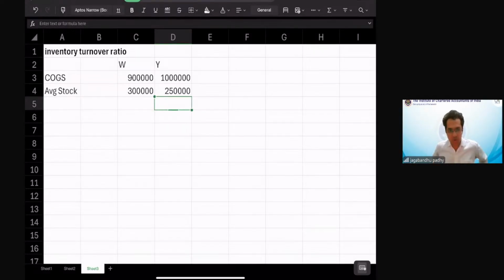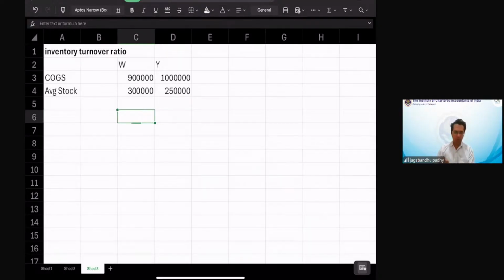So each of these two companies, do you feel like which of these two companies are utilizing the stock in a better way, W or Y?